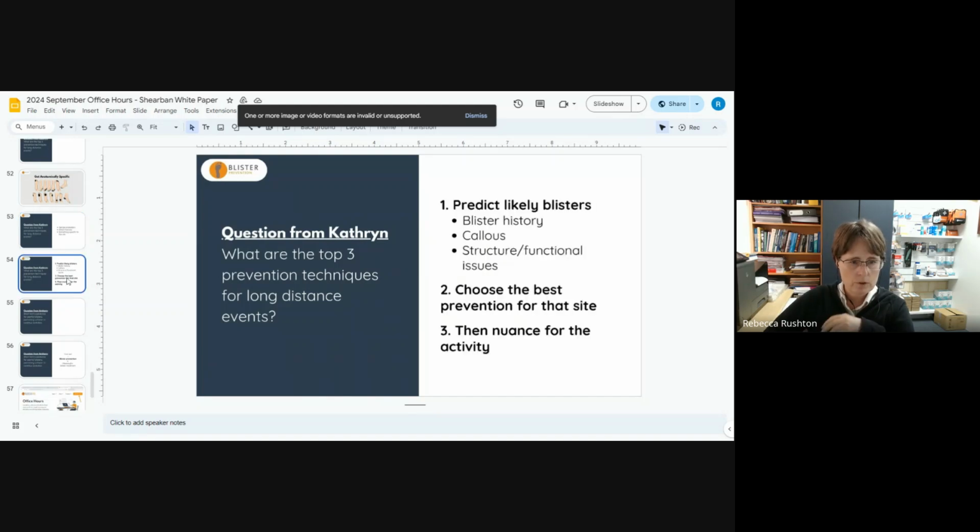Now, Catherine, if you have a patient that's come in and said that they've got a long distance walking or running event coming up and they want to know how to prevent blisters, the way you would go about that within your consultation is this. You'd predict their likely blister locations. You would figure that out by understanding their blister history. Anywhere they've had a blister before is where they're more than likely to get another blister. Just expect that blister to happen.